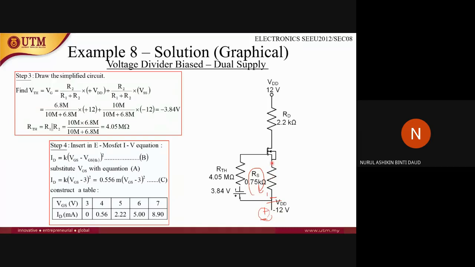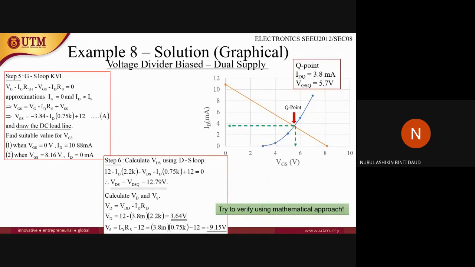And then VS is the same as the potential drop at this resistor. So it will be like this, using the same current at the Q point here. So you will get this value. All right, so try again to use this using the mathematical approach.